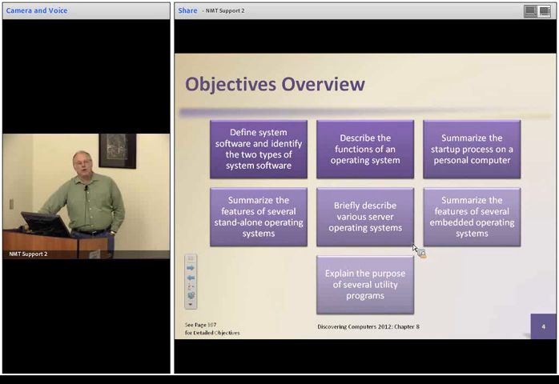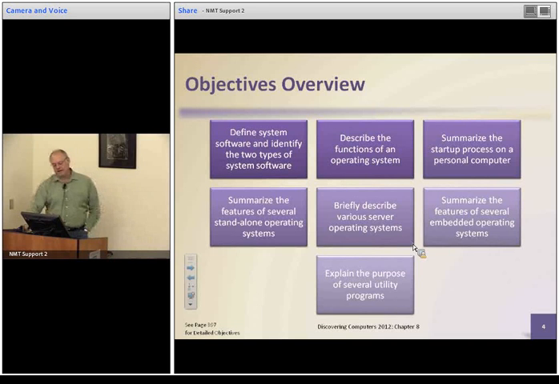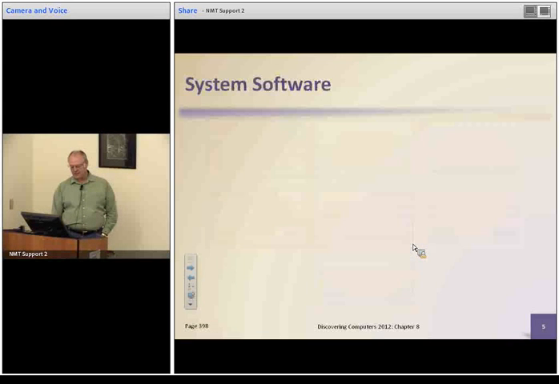We're going to go over these topics. Two types, I talked about that. The functions: what is it an operating system needs to do? The startup, which I mentioned, and several standalone type operations and so forth. Let's get down here and talk about some of these things.